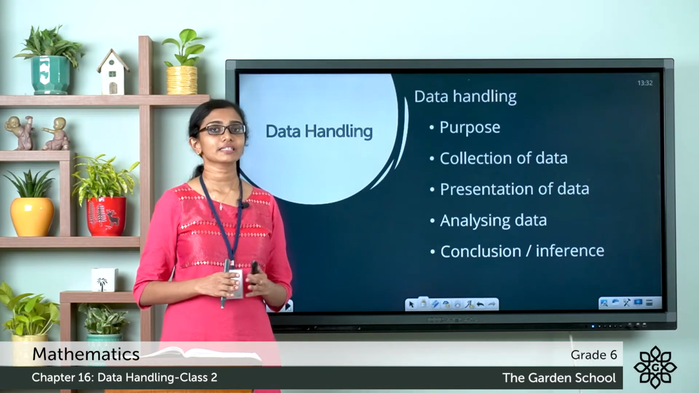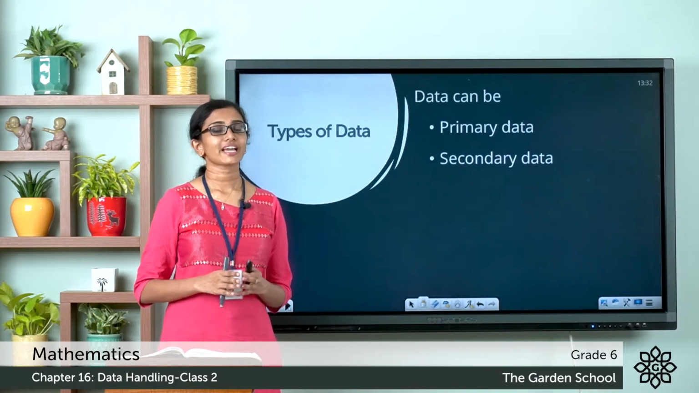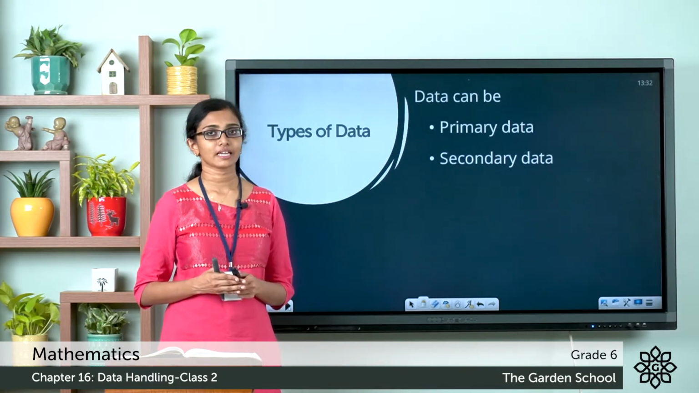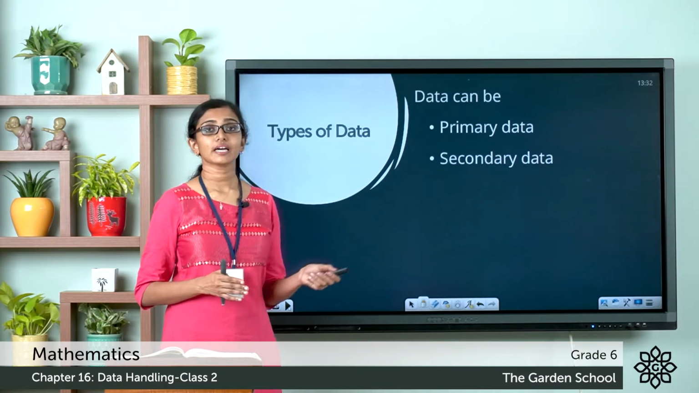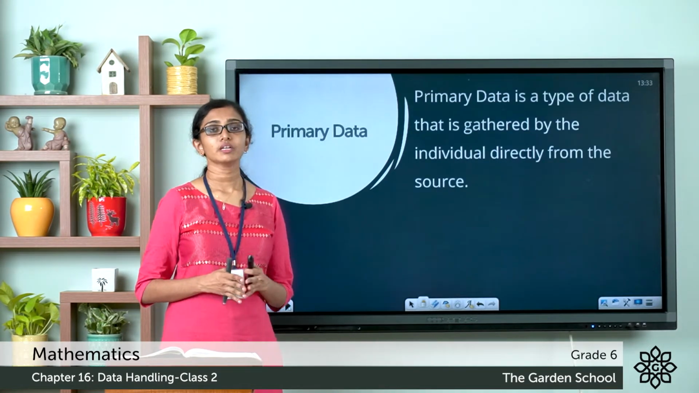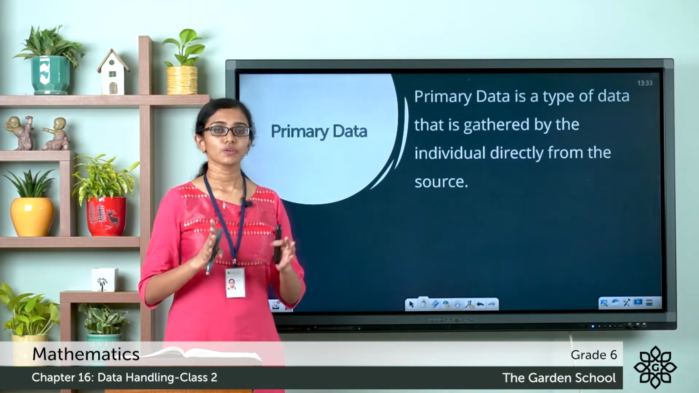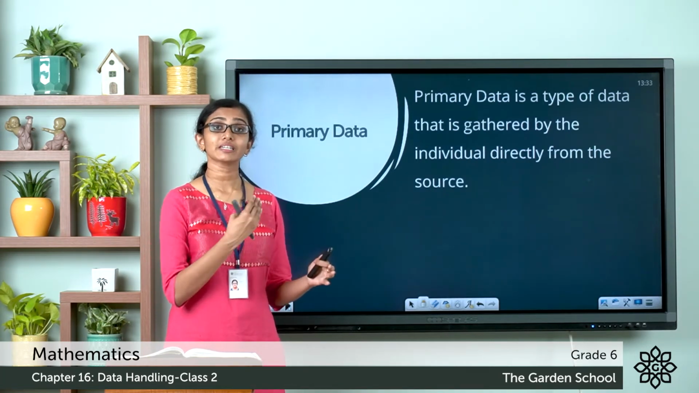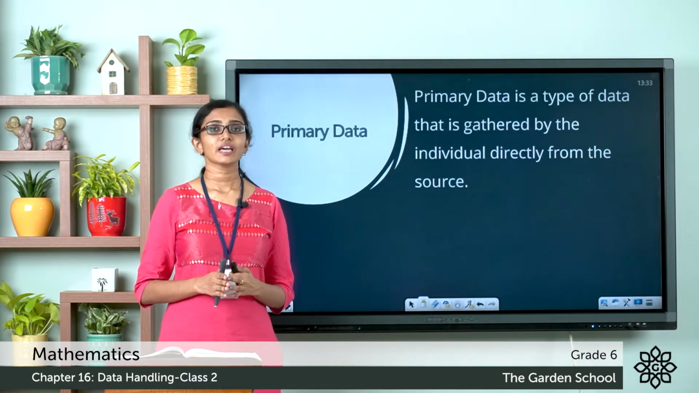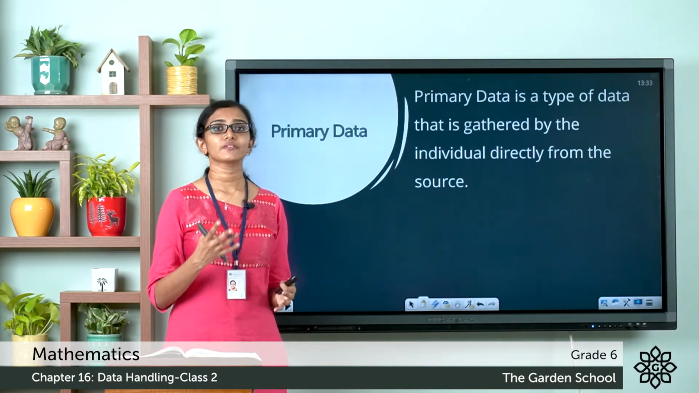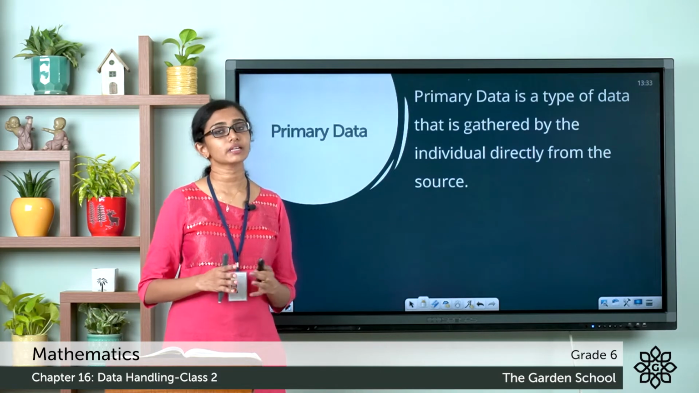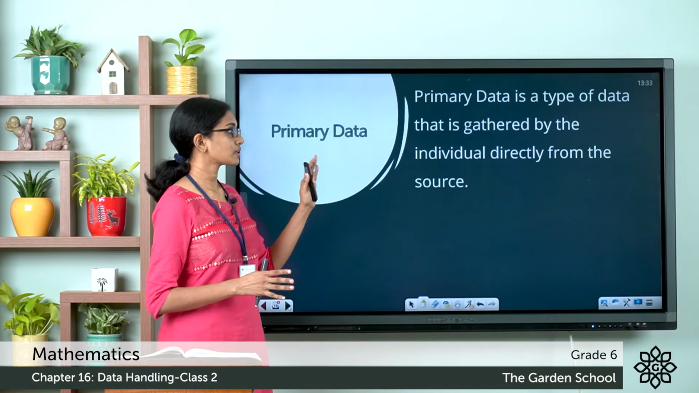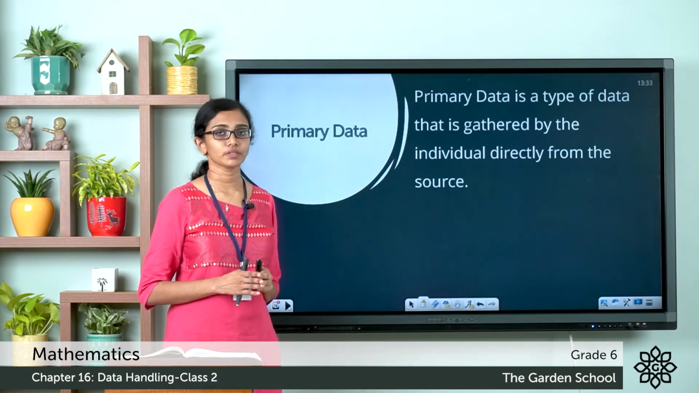Now the data you collected may be of two categories. It can be primary data or secondary data. Now what is this primary data? The data collected directly from the source by someone is called the primary data. For example, you want to know the birthday of your best friend. You can directly ask him or her. So there you are collecting the data directly from the source. So it is primary data. Primary data is a type of data that is gathered by the individual directly from the source.